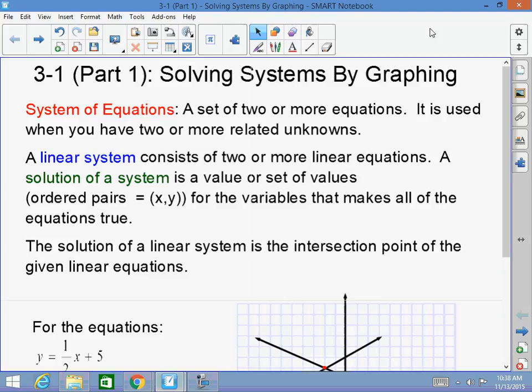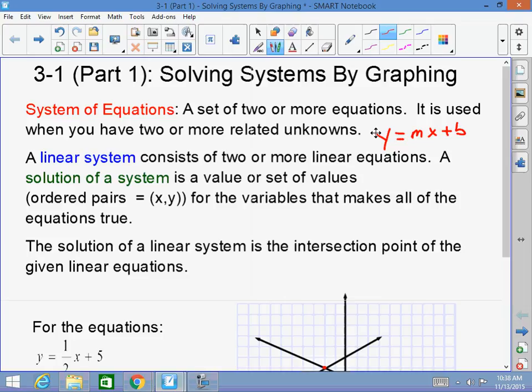But before we start learning how to solve a system by graphing, let's talk about what a system is. A system of equations is a set of two or more equations, period. That's it. It is used when you have two or more related unknowns. Before, we were dealing with just a regular linear equation where you had one unknown variable, now we're talking about two different unknowns. A linear system consists of two or more linear equations. Please remember that linear equations are in the form y equals mx plus b, where x has an exponent of 1.